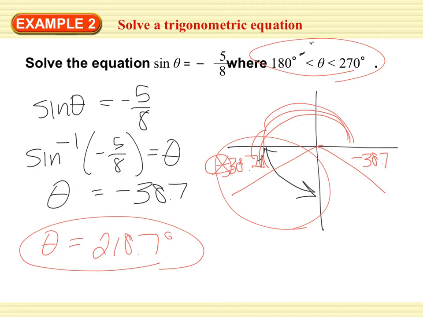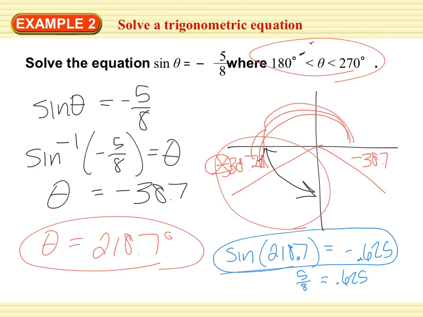Okay, we can actually check this. I'm going to type into my calculator sine of 218.7 and see what I get. Sine 218.7 gives me negative 0.625. If I change that into a fraction, I can't. What is 5 divided by 8? Equals 0.625. My calculator had too many decimals in it, so it would not change into a fraction. So we checked it and we got it.